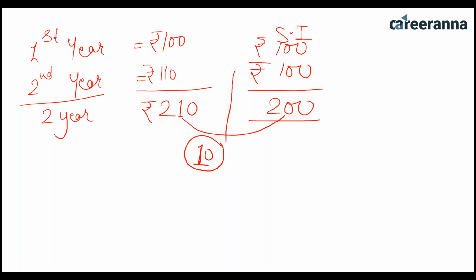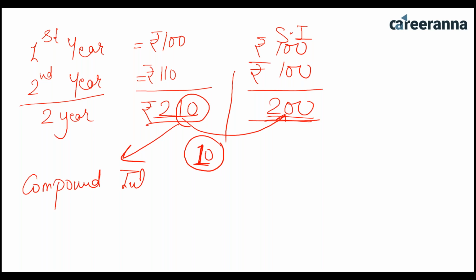So this extra amount is what every lender wants. Even if I am lending, or you are lending someone an amount, you'll be getting something extra. You want something extra from him, right? So if it is simple interest, I'll be getting 200 rupee. This 10 rupee extra is what? Compound interest. This is the basic reason why we are spending our time to study compound interest, because we are getting something extra on interest. So interest on interest is what compound interest is all about.